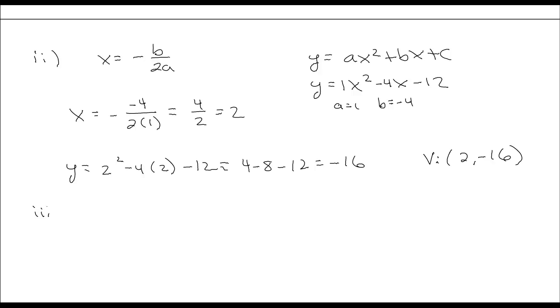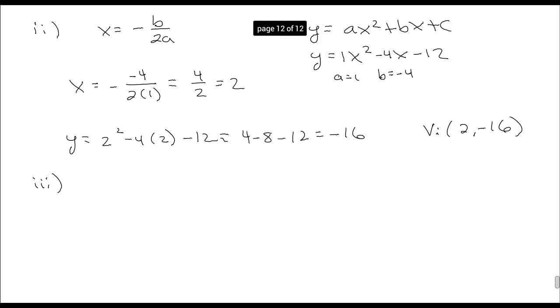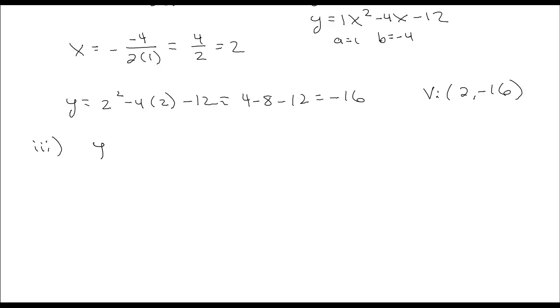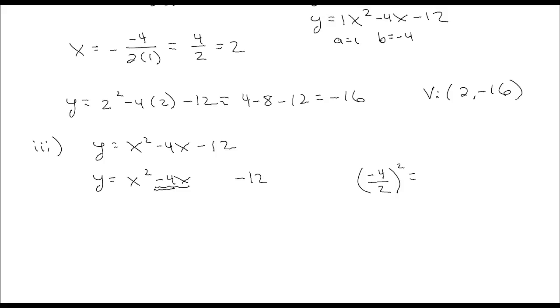Part 3, completing the square. So again, we're going to take the same equation. I'm going to leave myself a space. Now, I'm going to take the coefficient of the x term, take half of that, and square the result. So negative 4 divided by 2 is a negative 2, but since I'm squaring, the negative will go away, making it a positive 4. So I'm going to add 4 in the space that I left.